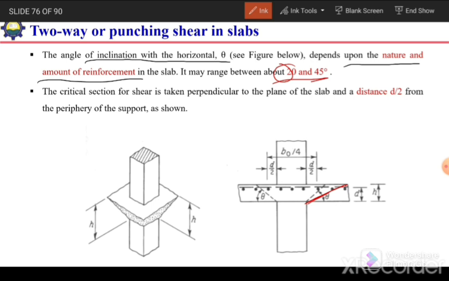The critical section for shear is taken perpendicular to the plane of a slab at a distance d by 2. So in case of one-way slab, we consider the critical section at a distance d. But in case of two-way slab, we consider the critical section at a distance d by 2. So from the face of the column up to a distance d by 2, the critical section will lie. We will assume that the crack will appear at that location.